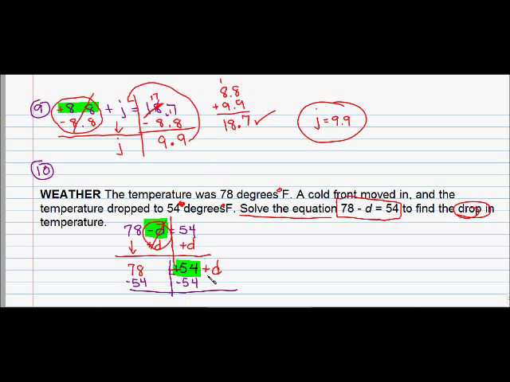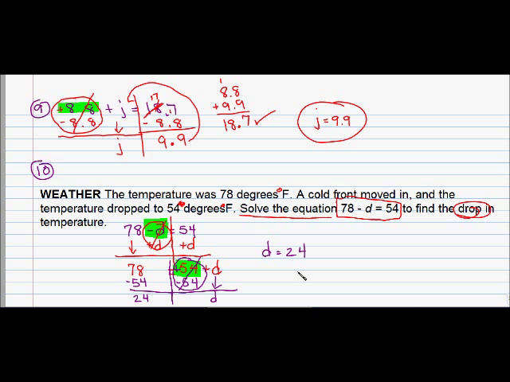Now let's go. I bring my D down. I'm running out of space. This equals a big fat 0. And now I can do this, 78 minus 54. This is a lot easier. 8 minus 4 is 4, and 7 minus 5 is 2. So D equals 24. So what happened? Well, before we talk about what happened, let's plug it back into the problem.